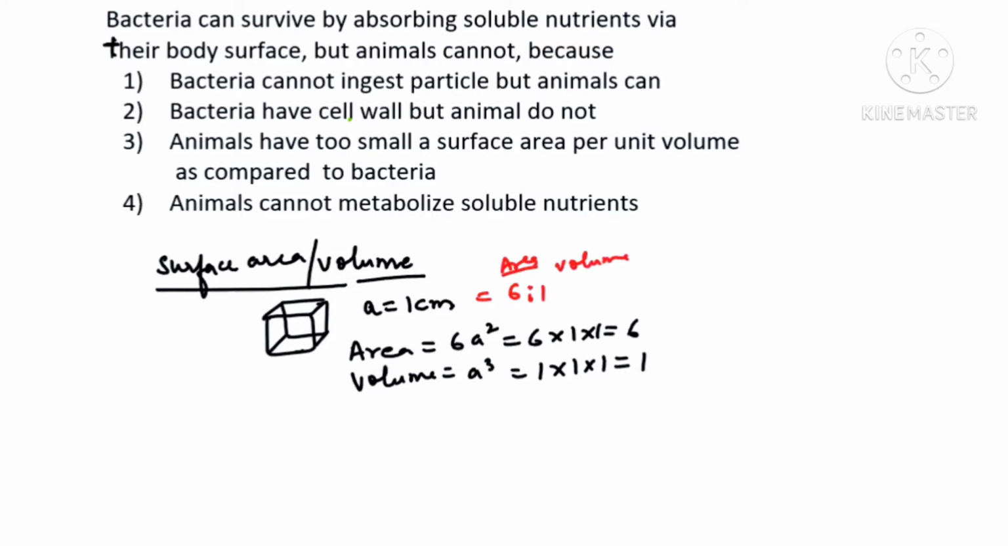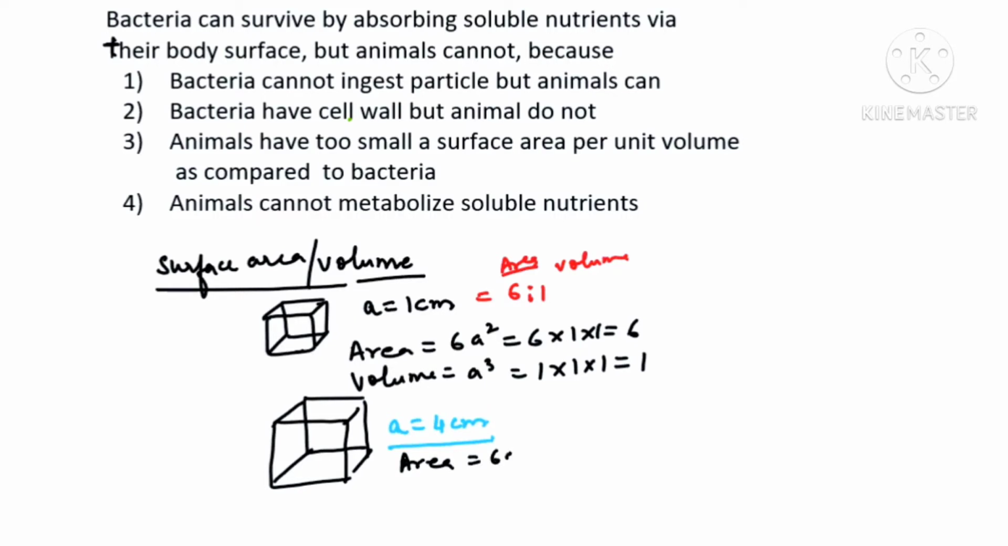Now, suppose we increase the size. Let us assume we have increased the size to 4 centimeter. So now in this case, a is equal to 4 centimeter. Clear? Then for area you will apply the same formula, 6a square. So it means 6 into 4 into 4. 6 4s are 24, 24 into 4 will come 96.